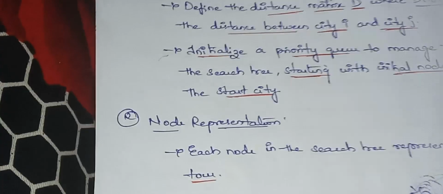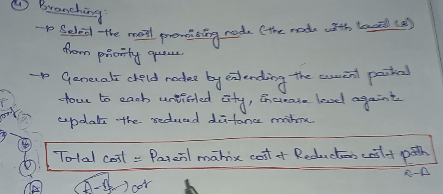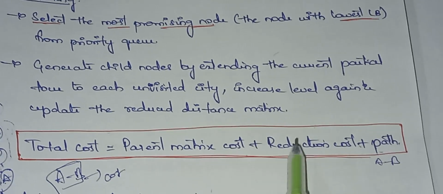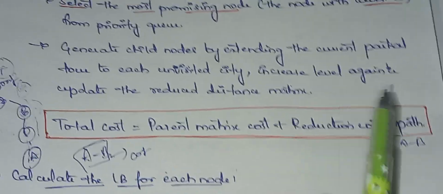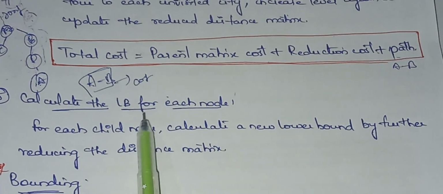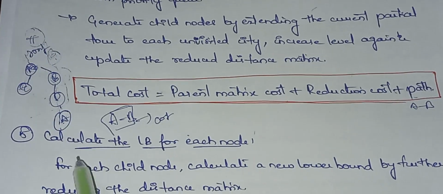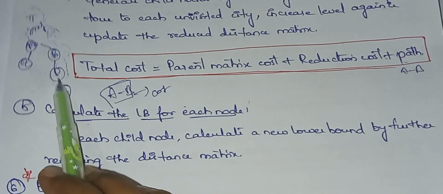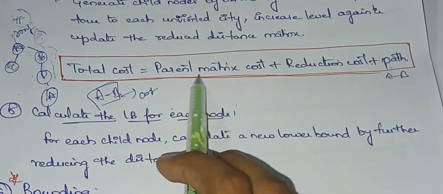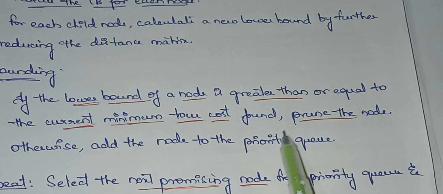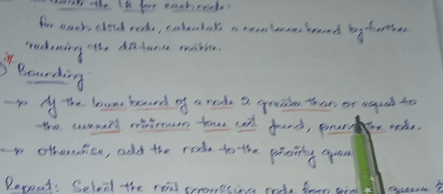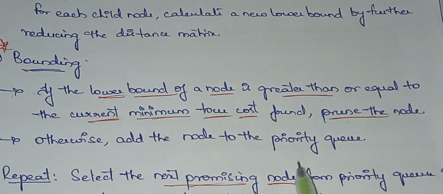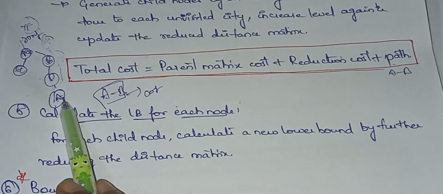So these all are included in a search tree. Next step is that you have to start branching. That will be done by using the formula: total cost is equal to parent matrix cost plus reduction cost plus path. And next, you have to calculate the lower bound for each node present in the priority queue. Next is bounding. If any node in the priority queue holds a lower bound greater than the parent matrix cost, then it has to be pruned, that means it has to be removed. If all the conditions are satisfied, then it can be included in the priority queue and used in building the search tree.